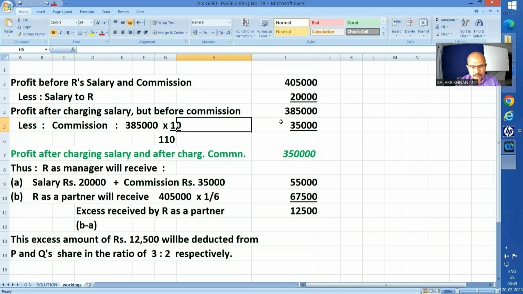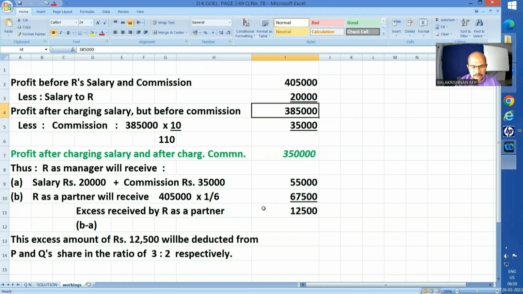How is the commission calculated? On this amount after charging salary but before charging commission, at the rate of 10 upon 110, because it is commission payable after charging salary and after charging commission. In that case, we know only this figure, before charging commission but after charging salary. So based on that figure and rate of 10 upon 110, we got 35,000. If we reduce the profit after charging salary and after charging commission, it will be 3,50,000. Of course, we can check it. 10% of this is the commission and the condition has been very well taken care of.